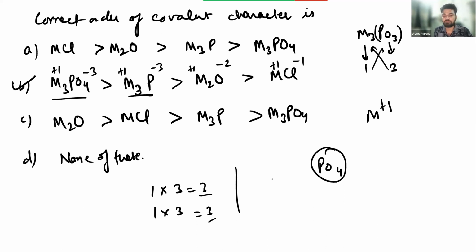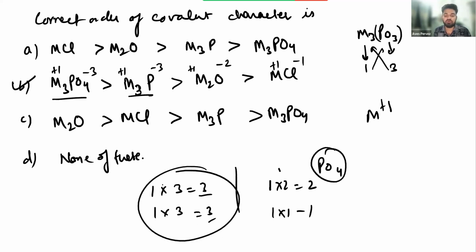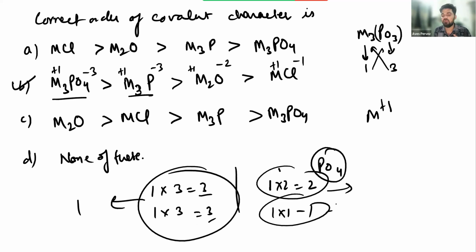Here the product of the charges is 2, and then here the product of the charges is 1. So the first one will be this one, the second one this one, and the third one this one. But we have to choose between the first two. Which one is more? When we have the same product of charges, then we compare the size of the cation and anion.